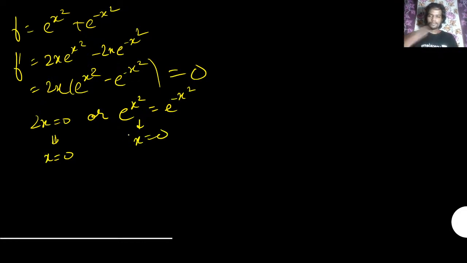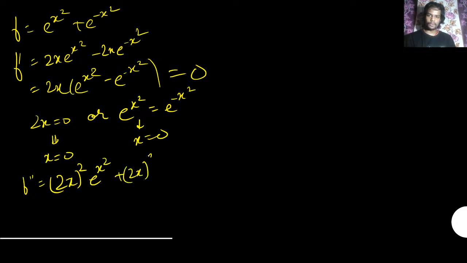So at x equal to 0, if you take the double derivative, you get 2x square e to the power x square, and 2x square again e to the power minus x square. If you put x equal to 0 here, you see that the double derivative also turns out to be 0. Similarly, the triple derivative also turns out to be 0. But anyway, since 0 is the endpoint, we don't want to find any maximum or minimum at the endpoint.